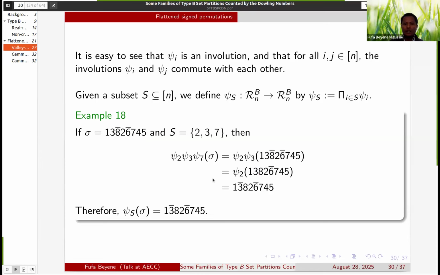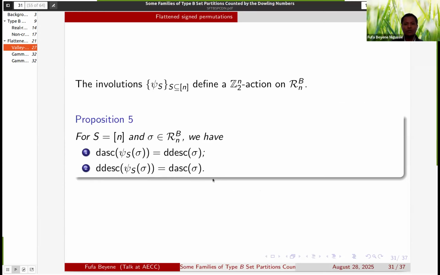So this is how we apply this involution on our set of flattened signed permutations. So for any subset of n, this defines a Z_2^n action on our class of permutations.